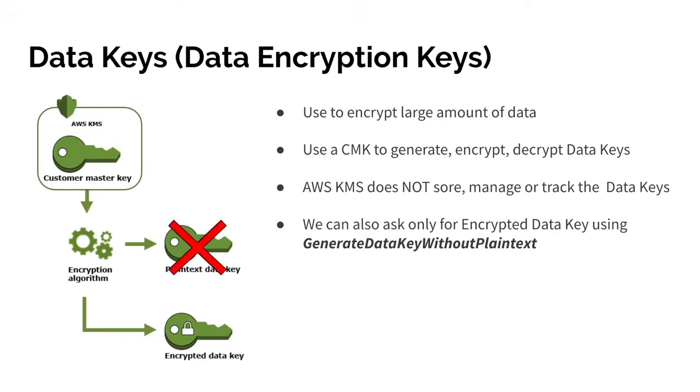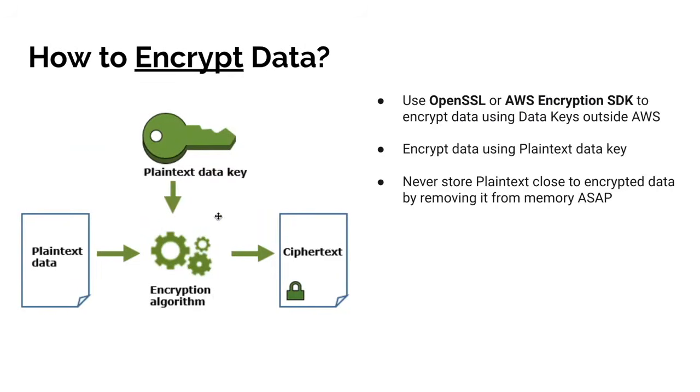Because if I keep this plain text data key that I used to encrypt my large amount of data together with that encrypted data, then if anybody found this plain text data key, they can easily decrypt it. I don't want that happening, so I remove it immediately. Instead, I will store the encrypted version of that data key together with that encrypted data, which we call ciphertext.